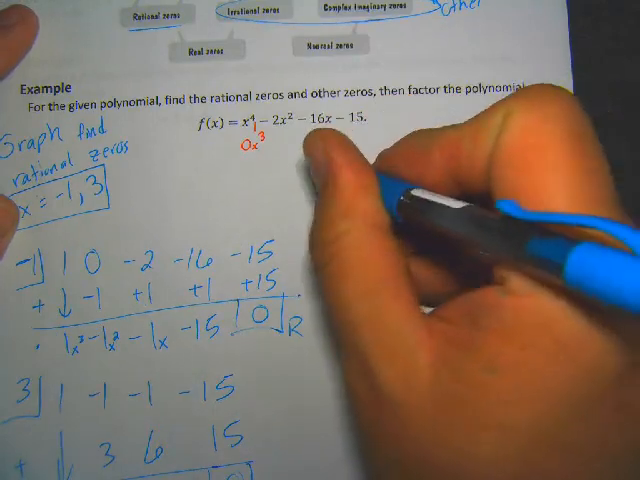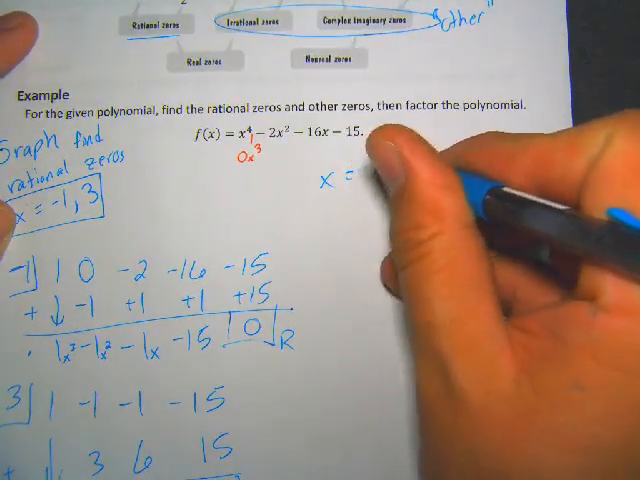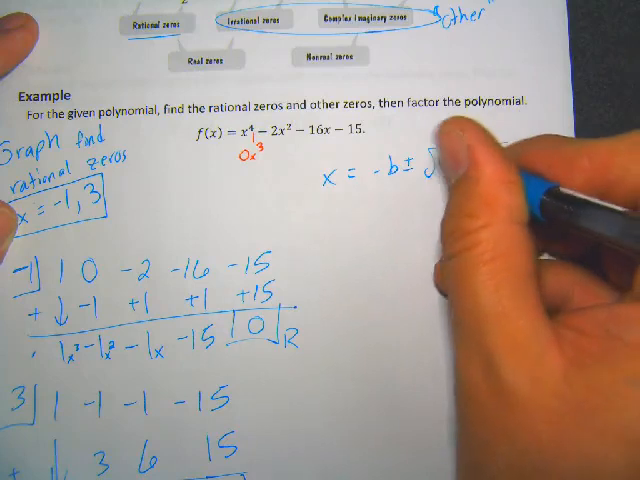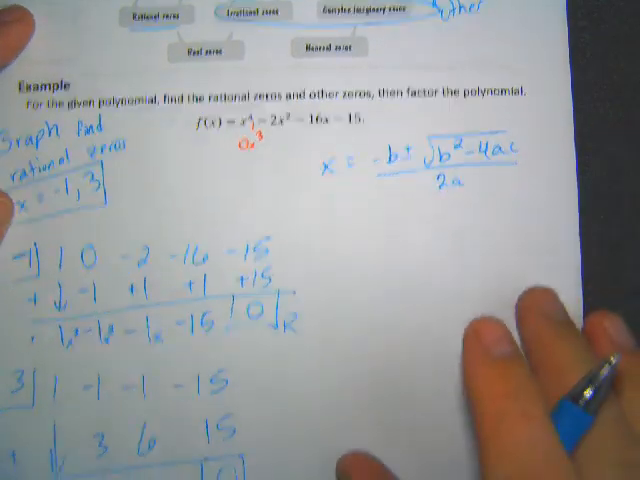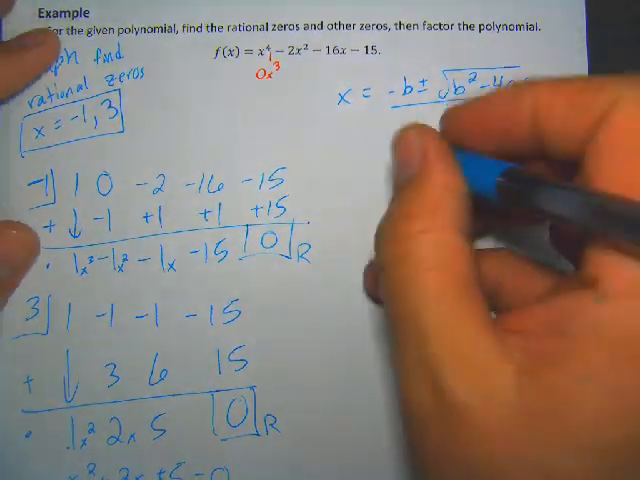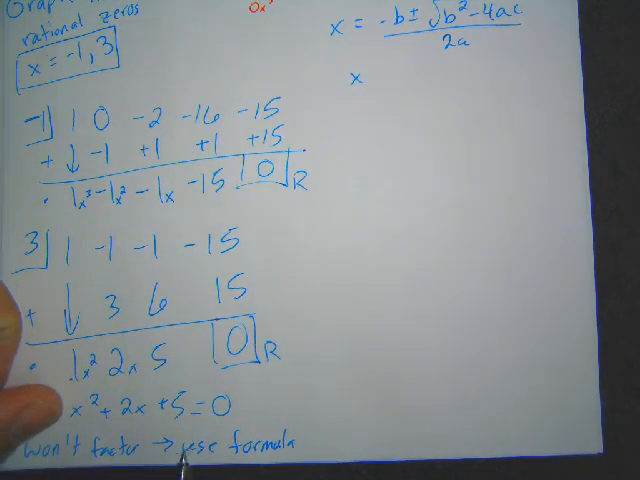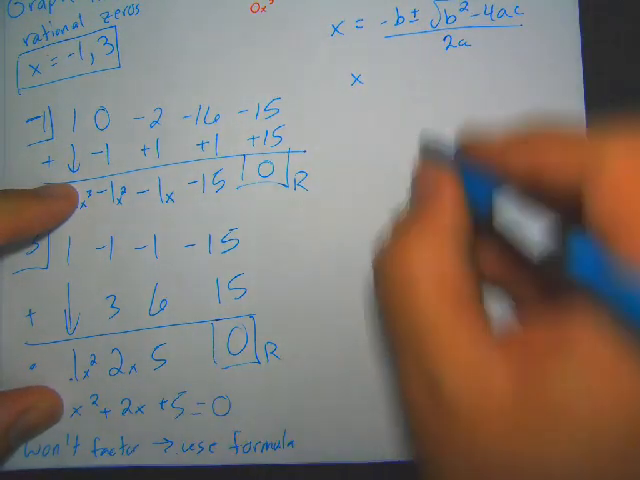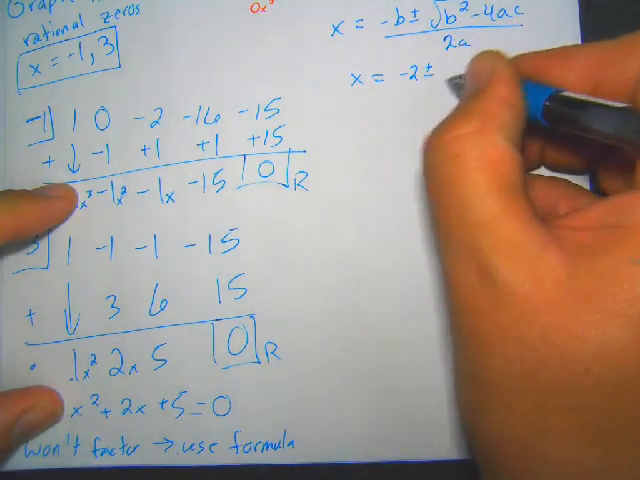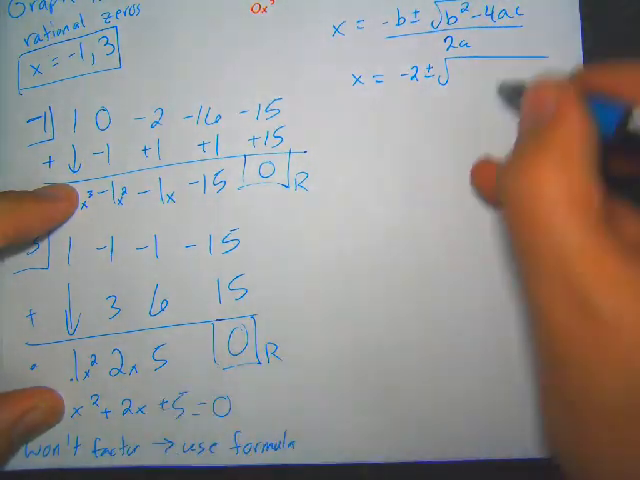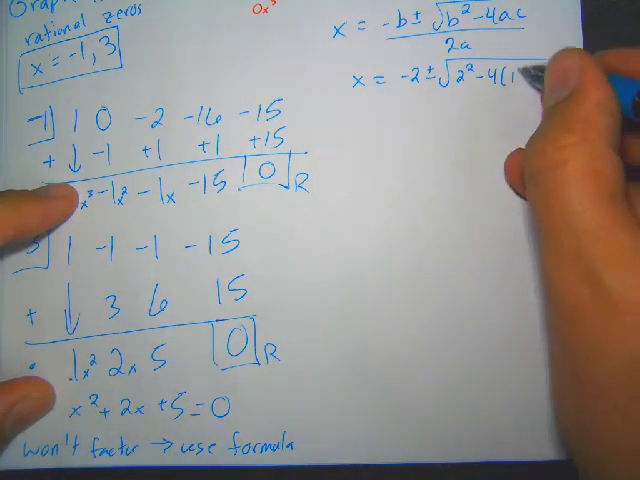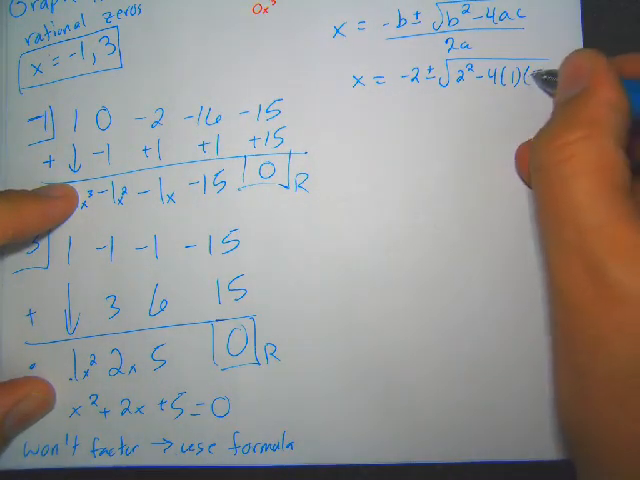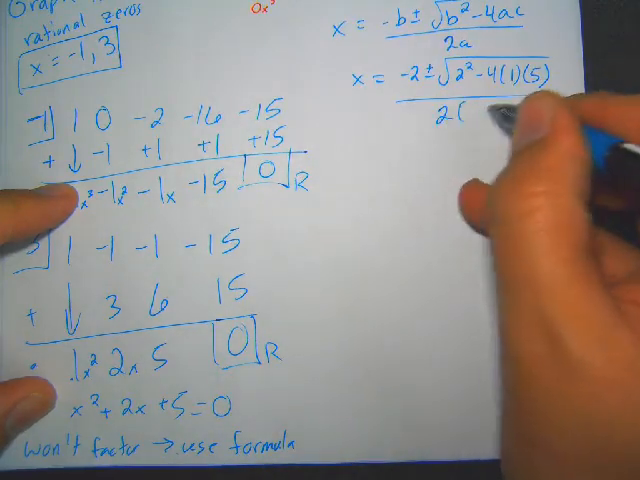Okay, so the formula, remember, x equals -b plus or minus square root of b squared minus 4ac, all over 2a. Okay, so throwing in there, we're using this x squared plus 2x plus 5, that's the polynomial you're doing. So the -b is going to be -2, plus or minus the square root of b squared, so that's 2 squared, minus 4 times a, which is 1, and c, which is 5, all over 2 times 1.